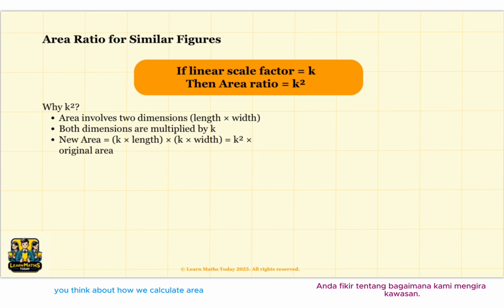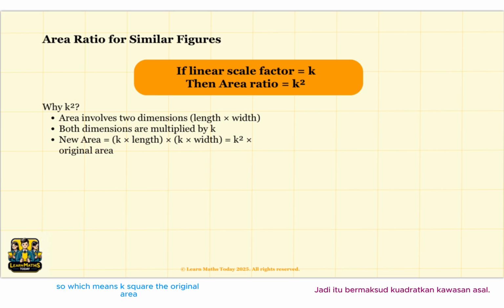Think about how we calculate area. For example, for a rectangle, area involves length times width, so we are dealing with two dimensions, not just one. Whenever we scale a figure by a factor k, both dimensions get multiplied by k. So the length becomes k times longer, the width becomes k times wider, and the new area equals k times length multiplied by k times width. If you multiply this out, you will get k squared times length times width, which means k squared times the original area.